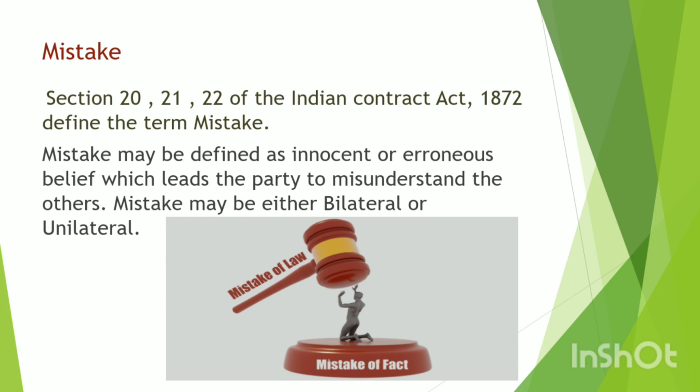The next concept is mistake. It is explained under Sections 20, 21, 22 of the Indian Contract Act, 1872. Mistake may be defined as an innocent or erroneous belief which leads the party to misunderstand the other. Mistake may be either bilateral or unilateral. Bilateral means mistake by both parties. Unilateral means mistake by one party. If the contract made by the parties has a mistake, then it is a void contract.